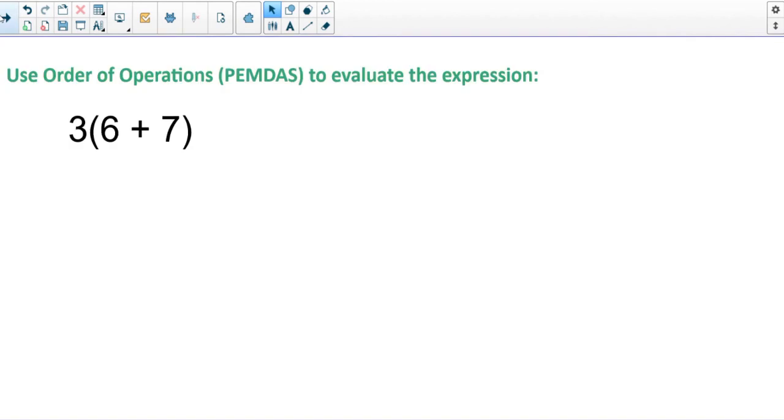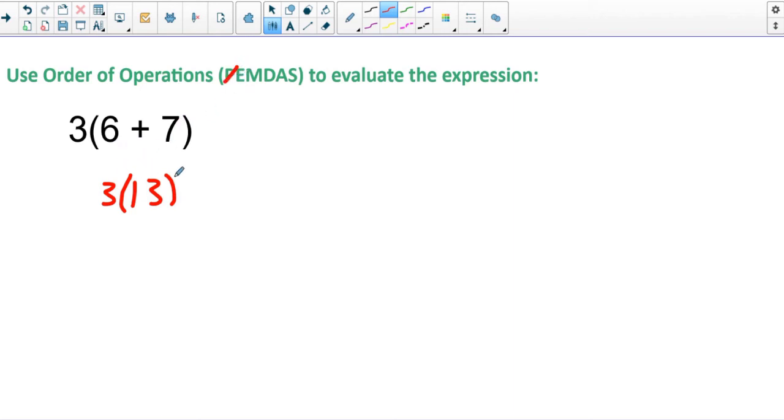So let me do an example problem here. This says use the order of operations, use PEMDAS, to evaluate the expression. All right, so I notice right away, remember the P of PEMDAS is for parentheses, I need to get rid of these parentheses first. I need to do the operation that's contained within the parentheses. So here my first step is going to be 6 plus 7. Adding those gives me 13. And I'll just bring down the rest.